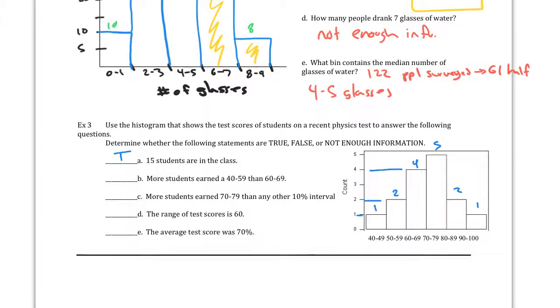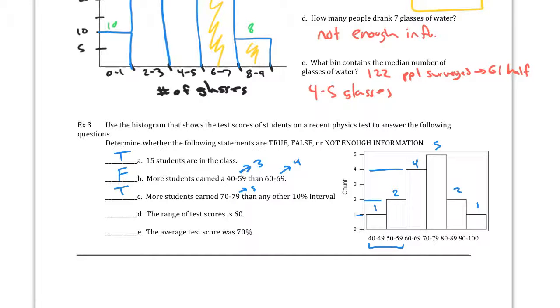More students earned a 40 to 59? Well, let's see, 40 to 59. That's the first 2 bins, so that's 3 total. And then 60 to 69 is the third bin, which is 4 total. So more students earned 40 to 59, that's false. More earned 60 to 69. Part C, more students earned 70 to 79. Okay, 70 to 79 is 5. Then any other 10% interval? Yeah, it's the highest interval. Yeah, that's true.